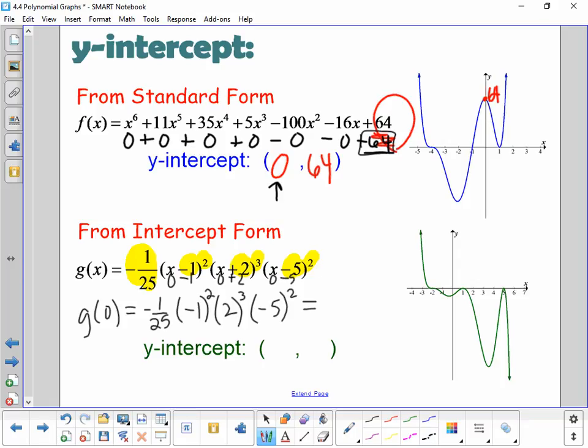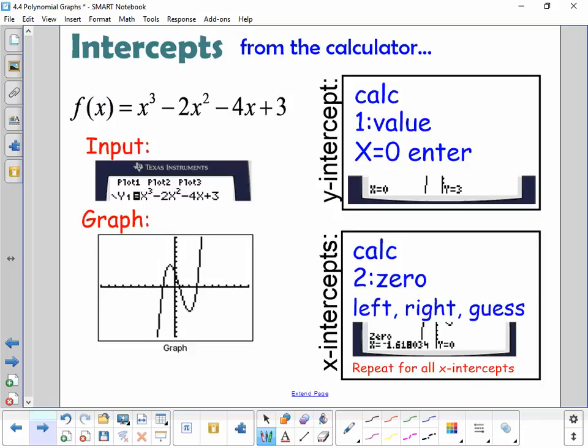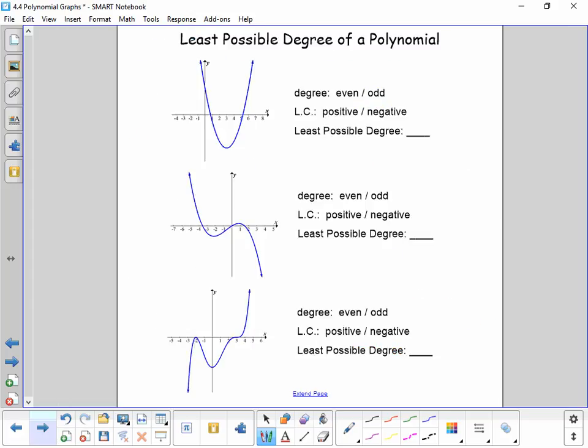If we multiply that out, negative 1 over 25 times negative 1 squared times 2 to the third times negative 5 squared, you get negative 8. So if we plug in 0 for x, we get negative 8. And on the graph, that would be this point right here. Negative 8 is the y-intercept. So a little trickier in intercept form than standard form, but not too bad. Okay, I'm going to skip this for this little video.